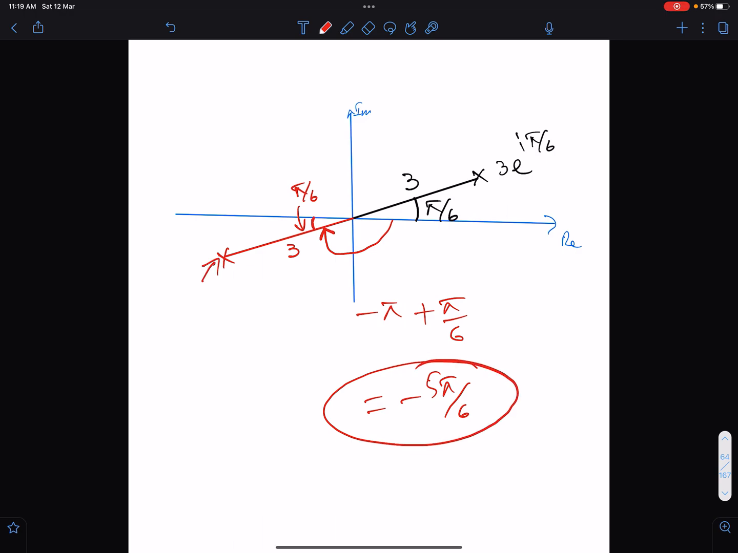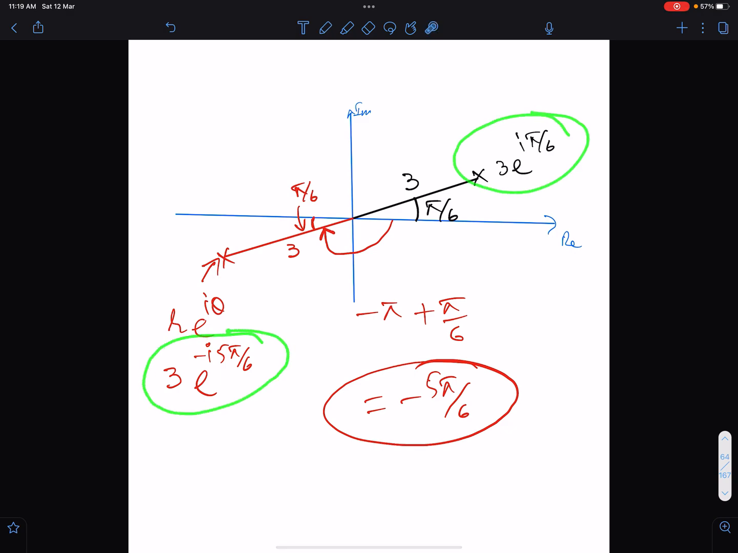This is the second square root, re^(iθ). So r is 3 and theta is minus 5 pi by 6. So this is the first square root and this is the second square root.